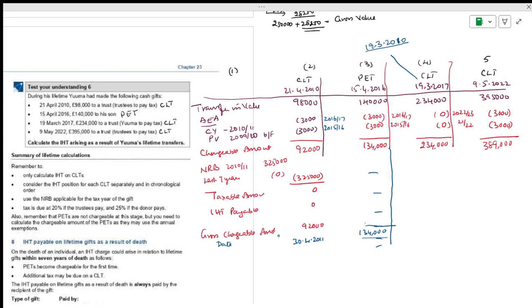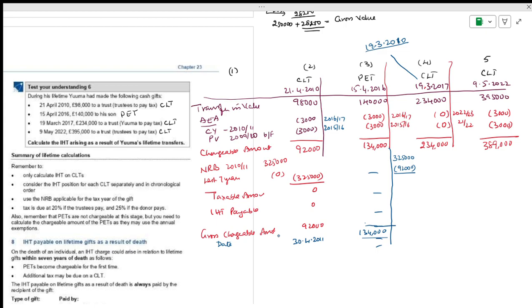How much do you have to deduct? How much is the nil rate band? 325. What is the gross chargeable amount we have taken? We have taken 92,000. Has 7 years not been completed? No. If he has not completed 7 years, 325 is the nil rate band.